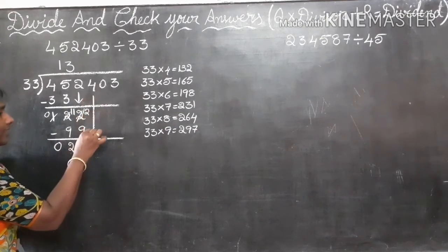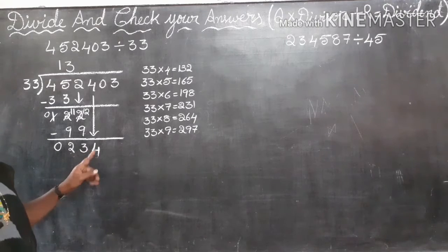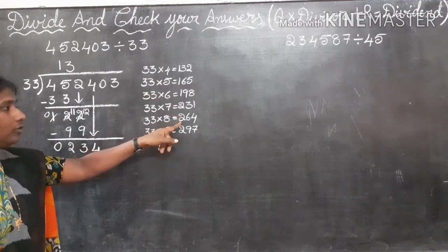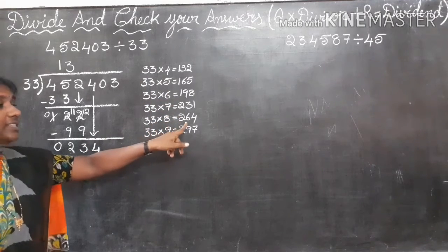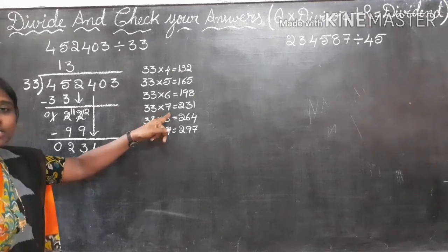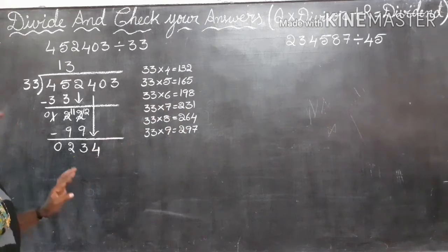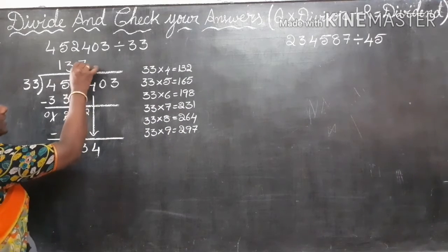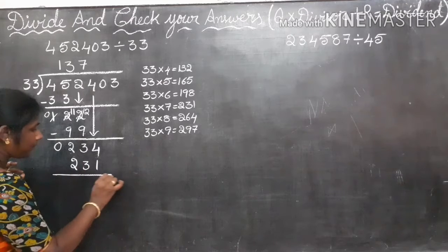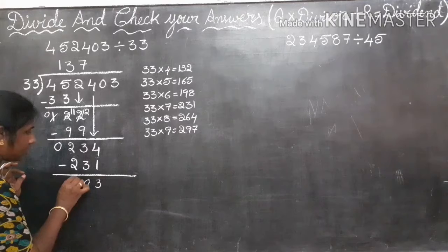Next we have to take this 4. 234. Here we already wrote the tables. More than 234 it will be 264. 33 eights are 264, which is more than 234. So before that, 33 sevens are 231. We have to take 33 sevens, 231. 4 minus 1, 3. 3 minus 3, 0. Here 0.